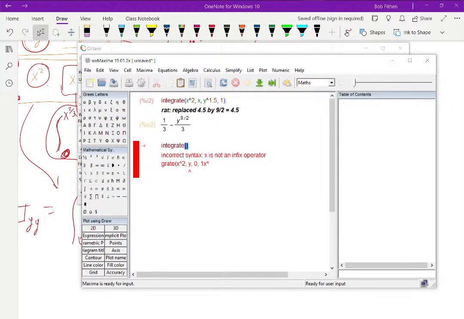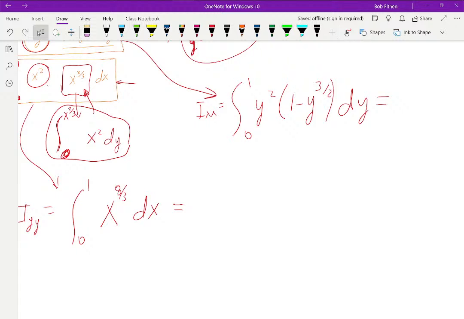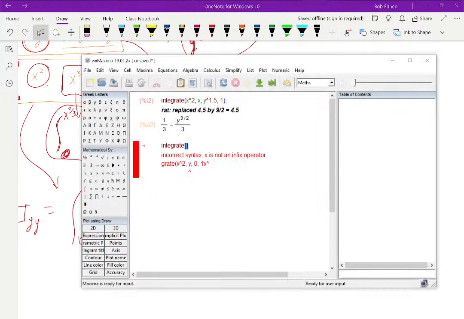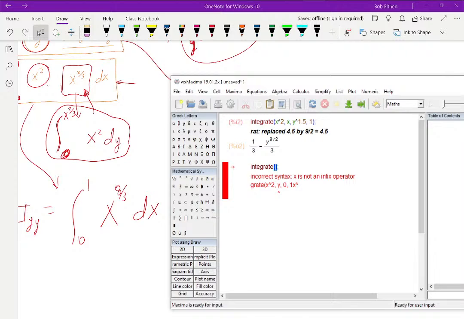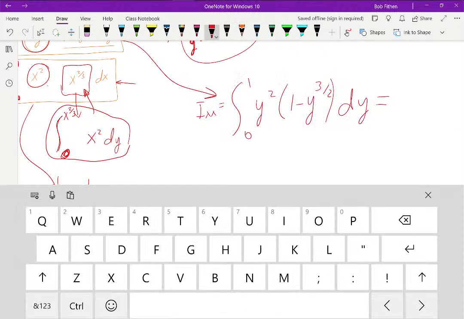I'm integrating. I'm going to do the first one. Integrating x to the 8/3, from 0 to 1. And I already have my pressure. I have to hold the shift key down and hit enter. 3/11.